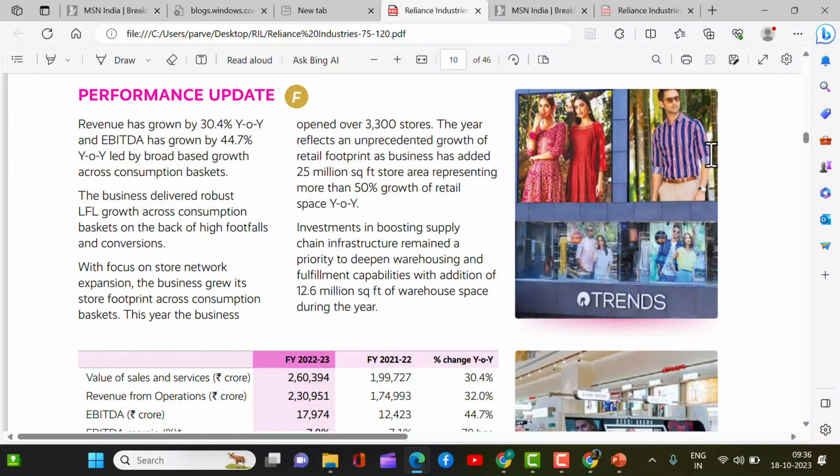Now what is it doing with the warehouse space? Physical outlets, or you are delivering. Nowadays, everything is online. So for e-commerce, you should have a place where you keep the products in a logistics warehouse and then you deliver from there. So they are adding both.